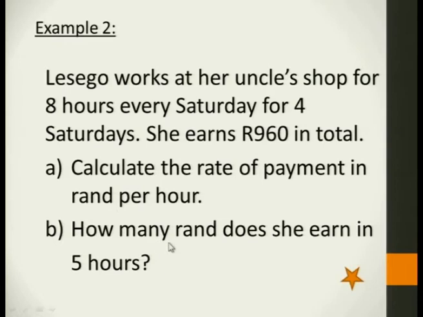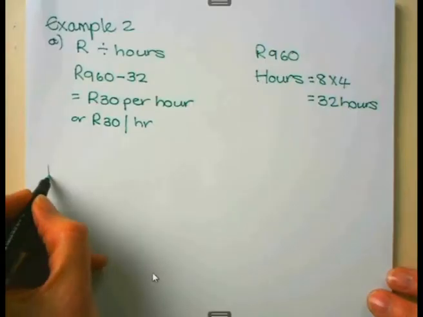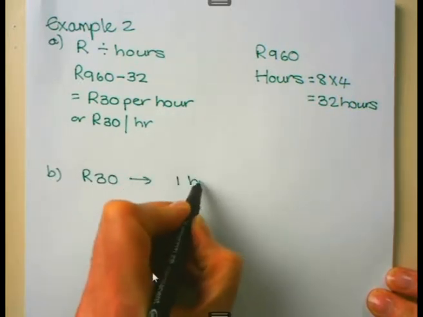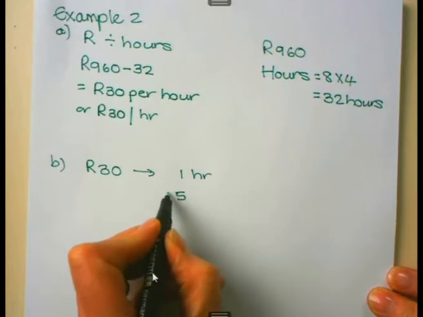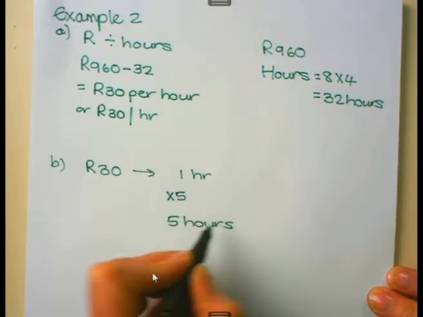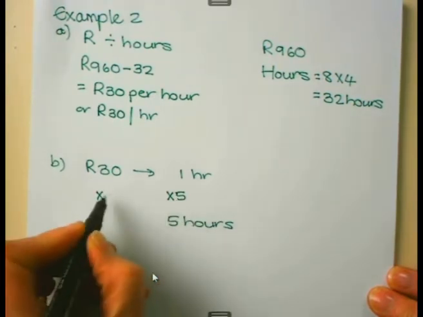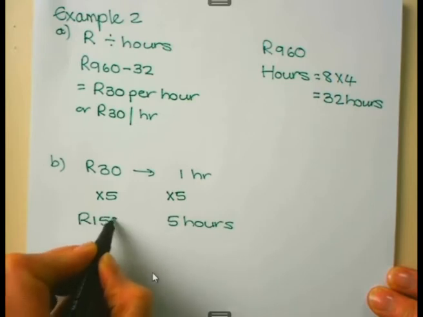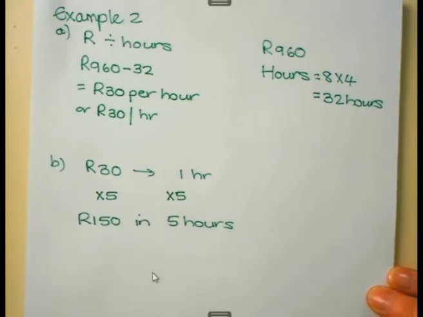But now, how many rand does she earn in 5 hours? So if she earns 30 rand in 1 hour, in 5 hours, we have to multiply by 5, so we get 5 hours. And what we do on the right-hand side, we're going to do on the left-hand side as well. And then we get 150 rand in 5 hours.